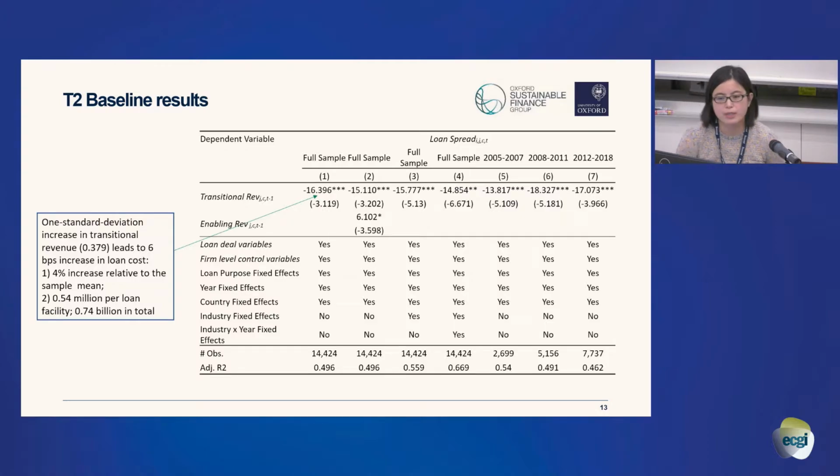And this table shows our main findings. For the full sample, we documented that a one standard deviation increase in transitional revenue is associated with a 6 basis point increase in loan cost, which is about a 4% increase relative to the sample mean. If we convert this into cost, it indicates about 0.54 million cost increase per loan. This finding is consistent whether we control or do not control for the various fixed effects, and also for the whole sample period or between different sample periods.